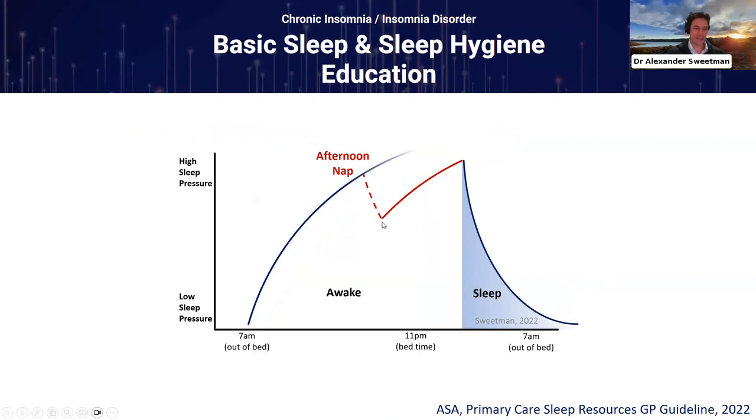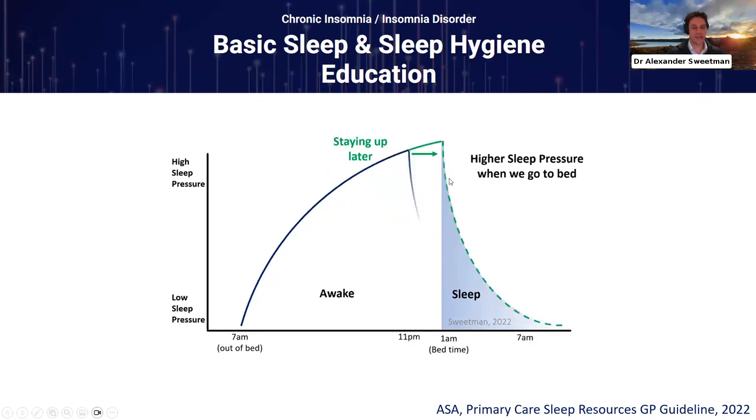It will reduce our sleep pressure, and after we wake up from the nap, our sleep pressure will start increasing again, but it's at a much lower level than what our sleep pressure would have been without the afternoon nap. This can delay how long it takes to fall asleep or lead to longer awakenings throughout the night.